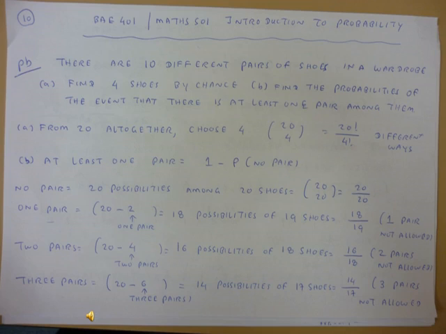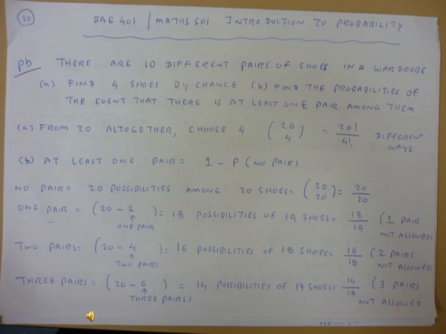So the 4 shoes you can take out from the 20. How many ways do you get? So there will be 20 and 4, that is 20 choose 4. The numerator will be 20 factorial, and the denominator will be 4 factorial. So 20 factorial divided by 4 factorial gives the different ways. 20 factorial means 20 multiplied by 19 multiplied by 18, and 4 factorial means 4 multiplied by 3 multiplied by 2 multiplied by 1. So those are the factorials.